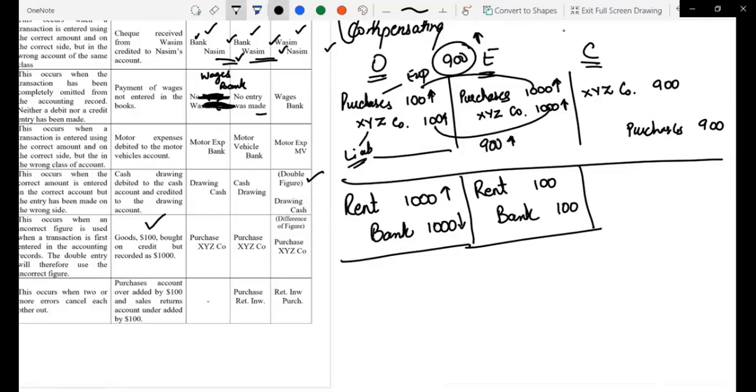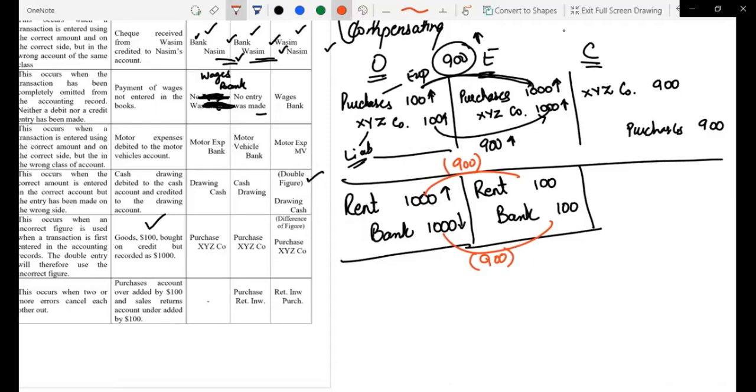Now, if you compare with the first option, beta, in the first option the error was that we had increased the amount. This time, by error, we had decreased the amount by 900. First the error was an increase, but this time the error was a decrease. Simply, the rent was supposed to be written or increased by 1000, and we made it 100.